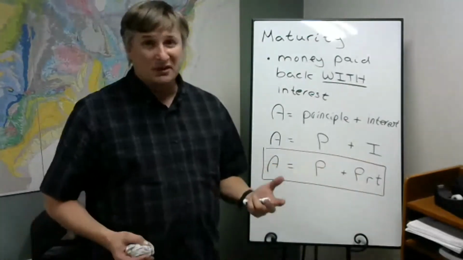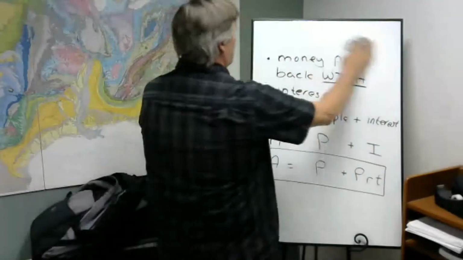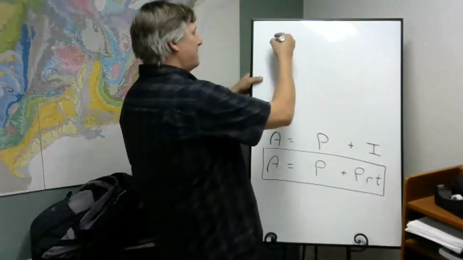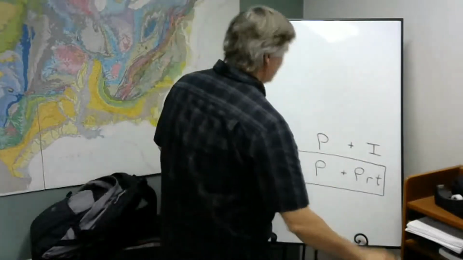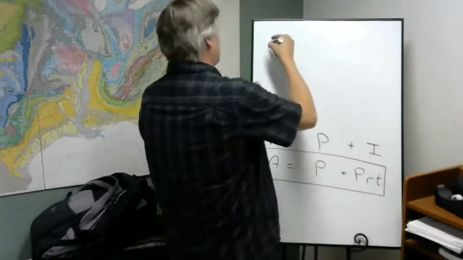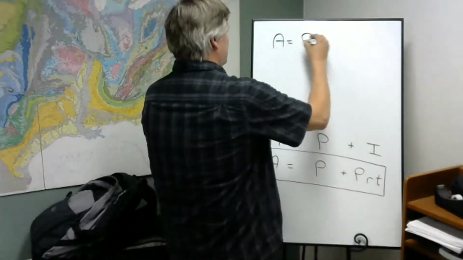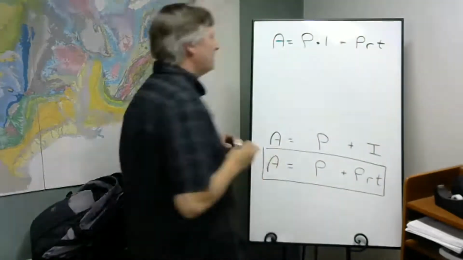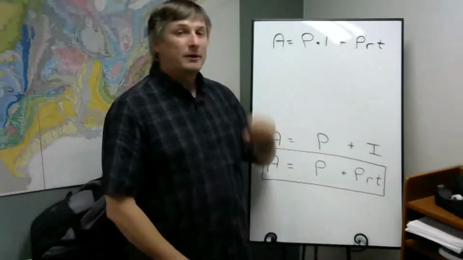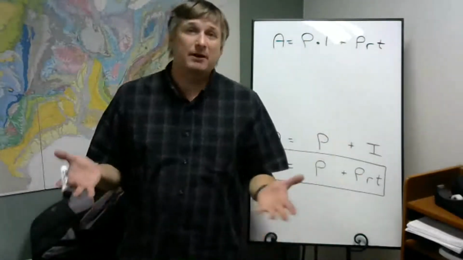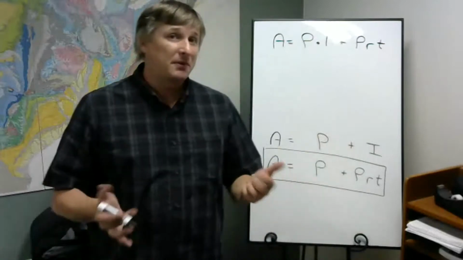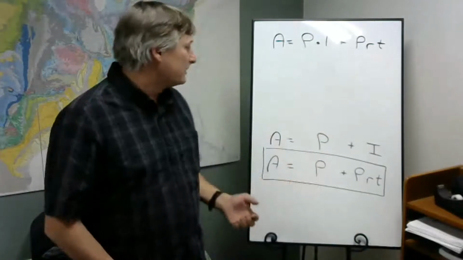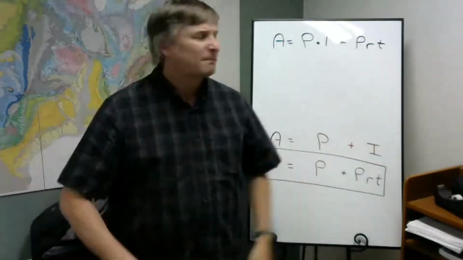Now, there's another way of representing this formula, and you'll see this in the text. We can take the same formula and rewrite it. So here we have P times 1. Because, well, you can always multiply something by 1, it doesn't change anything, it stays the same. So P times 1 plus PRT. So we haven't changed anything. Multiplying this by 1 doesn't affect it.